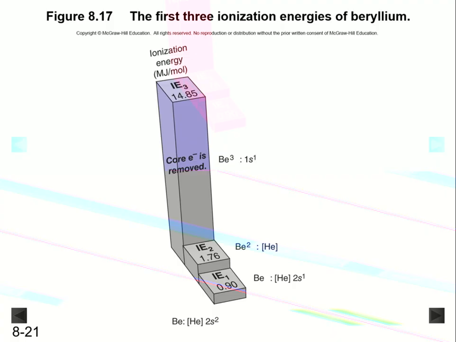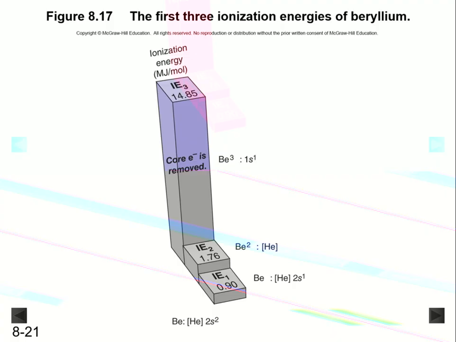Now, the next thing to look at is the multiple ionization energies. Let's take beryllium as an example. Beryllium has 4 electrons in it. Its electron configuration then would be 1s2, 2s2. We can look at beryllium's first ionization energy, and that's shown here. That's the small grayish box. That's 0.9 megajoules per mole. Megajoules is still a big number, but it's 0.9 megajoules per mole.